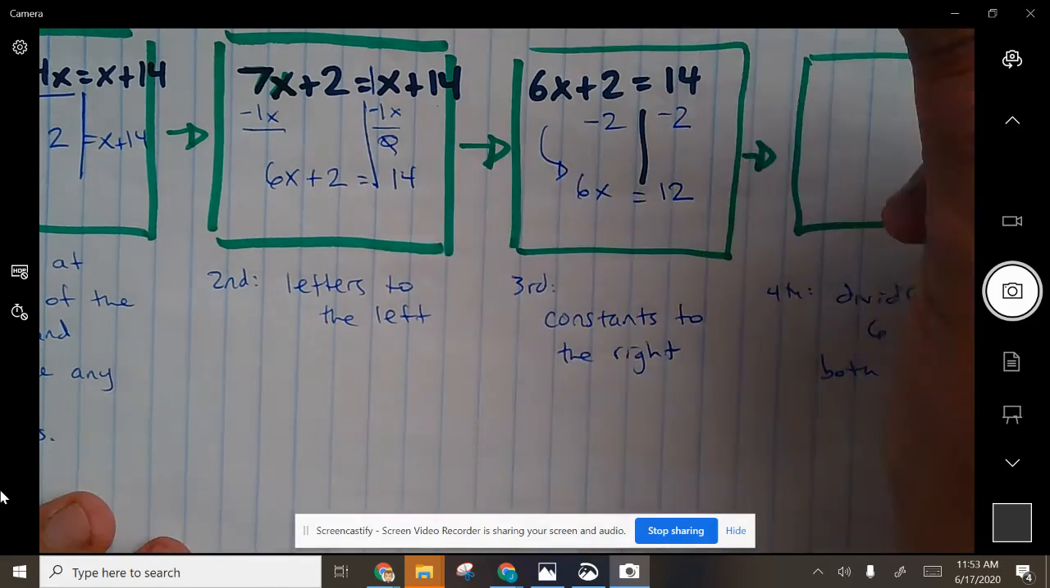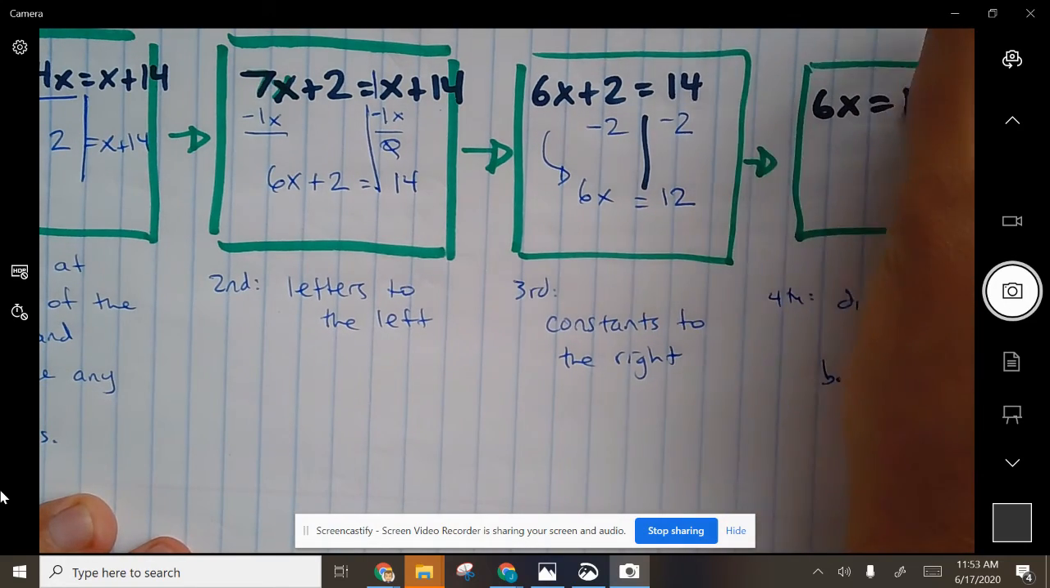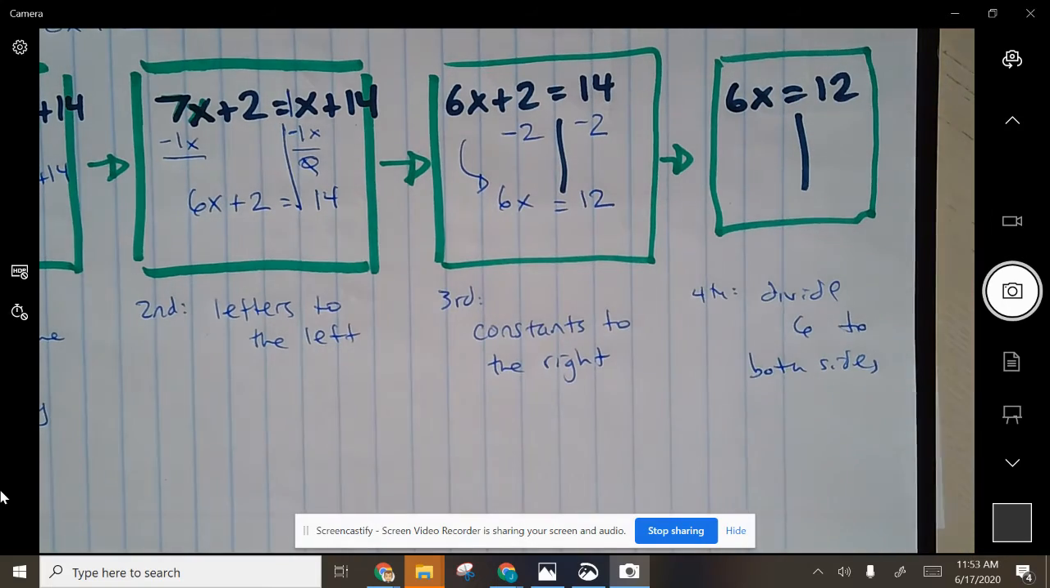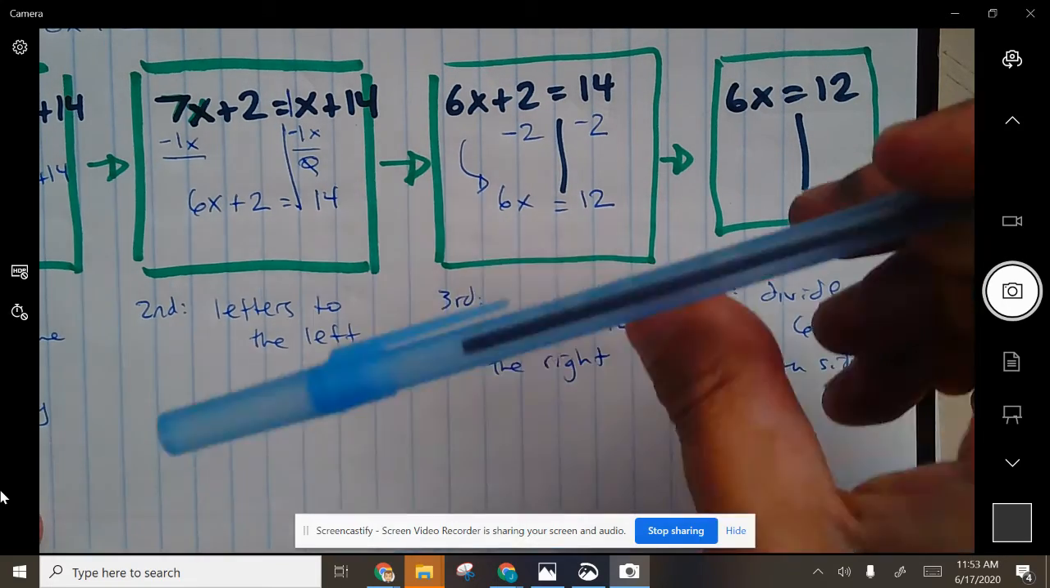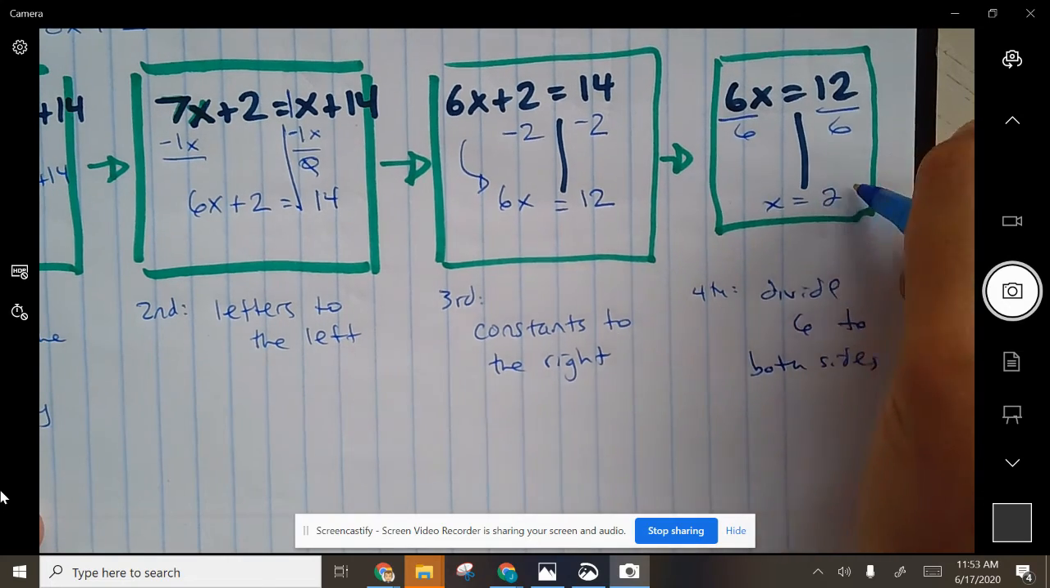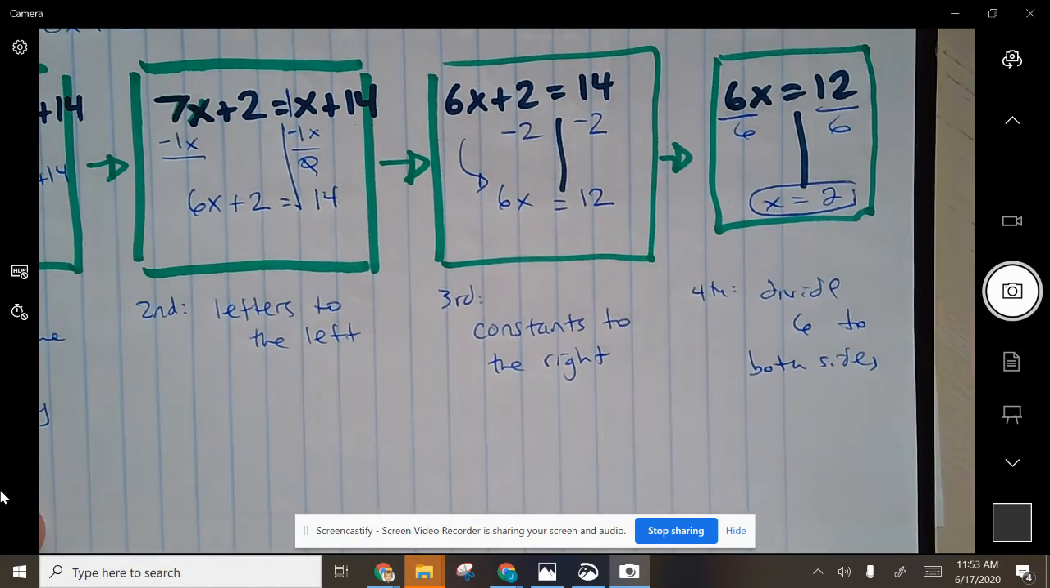And the last step. What am I going to do? Divide 6 on both sides. X equals 2. Okay.